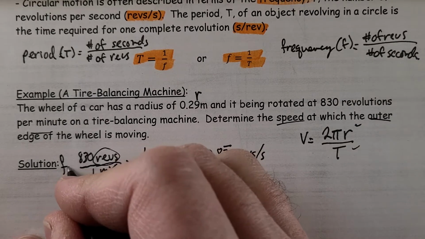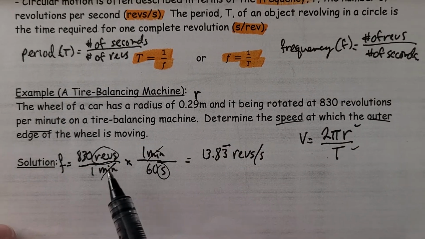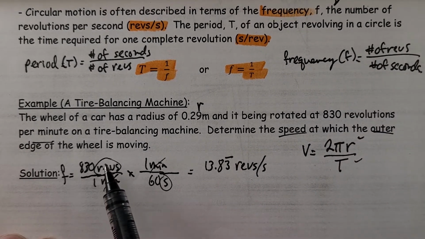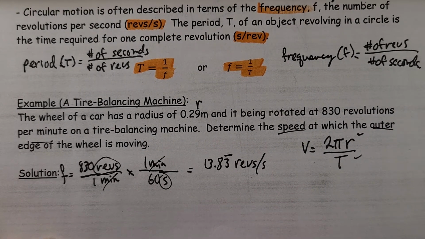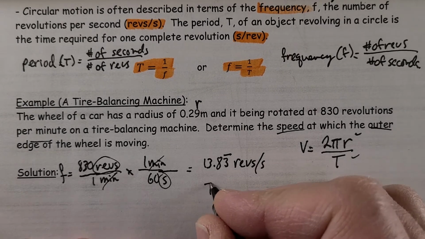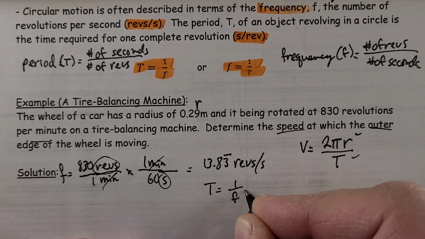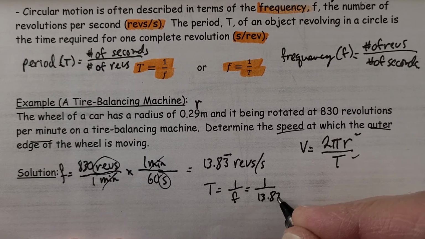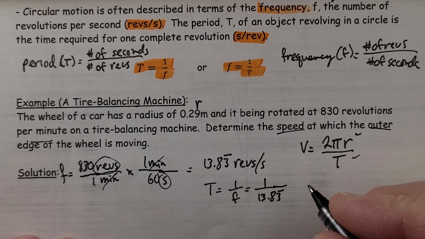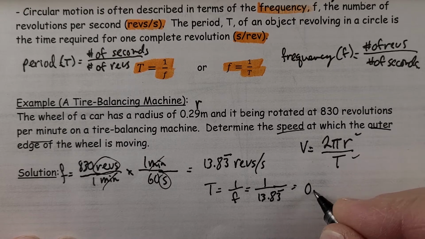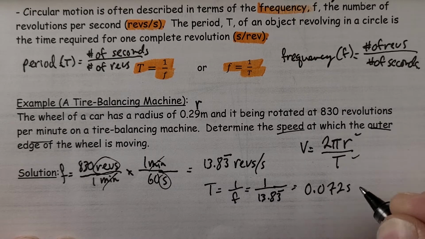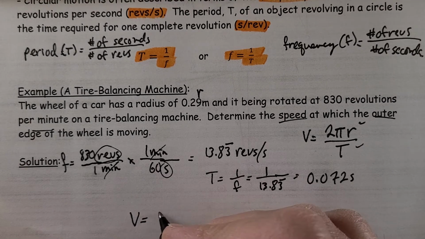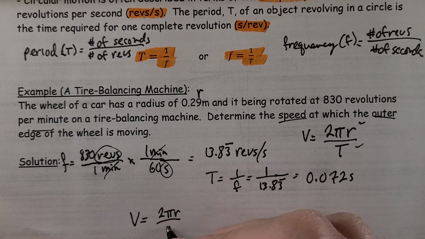So first of all, let's put this as f, right? Number of revs per number of seconds, so I had to start off with revs per minute, change it to revs per second. So looking for T, I know that it's 1 over frequency. And we did these types of questions in Physical Science 20. So that equals 0.072 seconds.